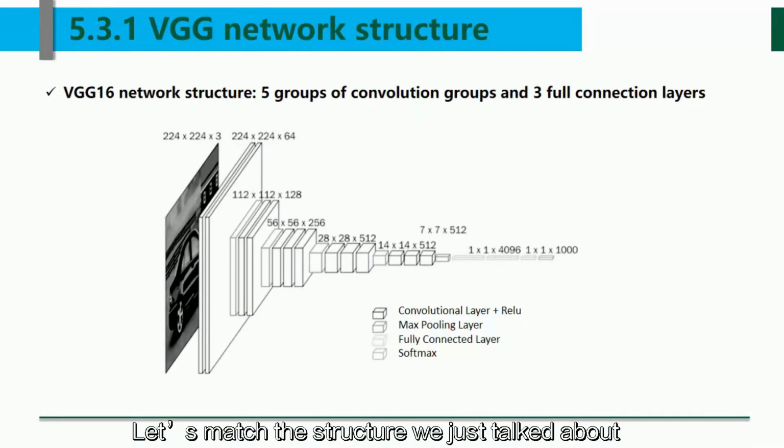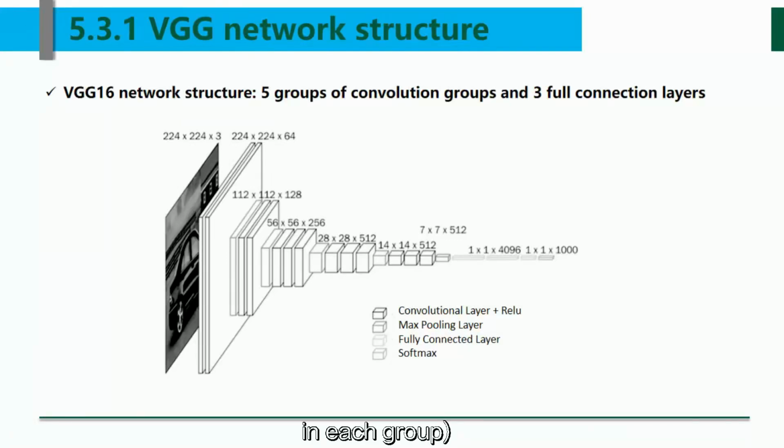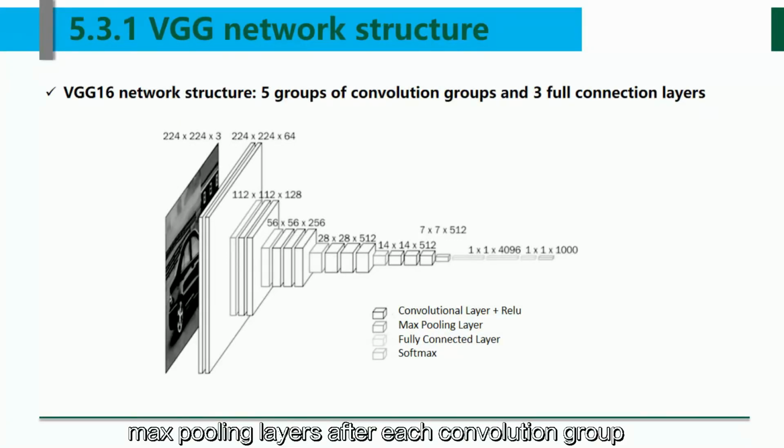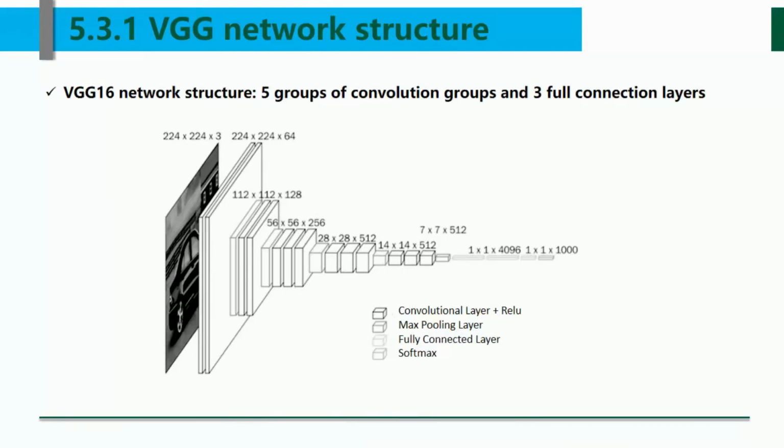Let's match the structure we just talked about with the diagram on the slide. The symbols here are easy to understand. Convolutional layer plus ReLU: each small blue block represents a convolution layer followed by ReLU activation, exactly the convolution layers in each group. Max pooling layer: the green blocks are the max pooling layers after each convolution group, 5 in total, 1 per group.